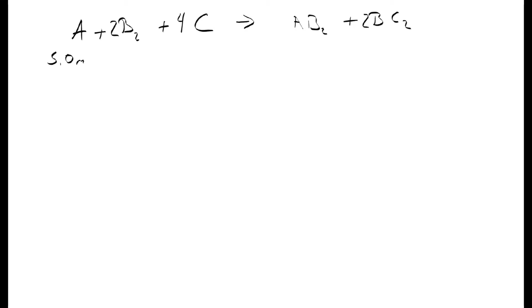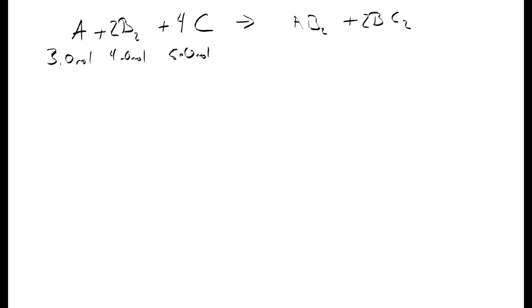Let's go ahead and make up a problem. So let's go with A plus B2 plus C goes to form AB2 plus BC2. Okay. So now it's balanced. We need to know, well, I can't give you grams, so I'm just going to give you moles directly. If you had 3.0 moles, 4.0 moles, and 5.0 moles, which one is present in excess, which one is the limiting reagent?